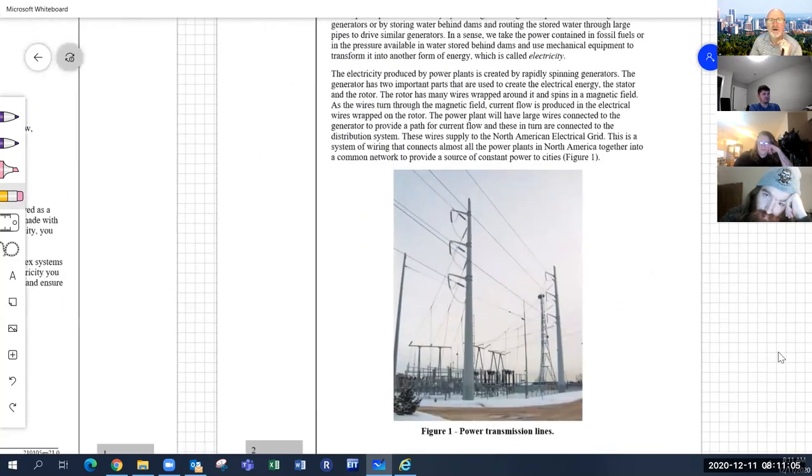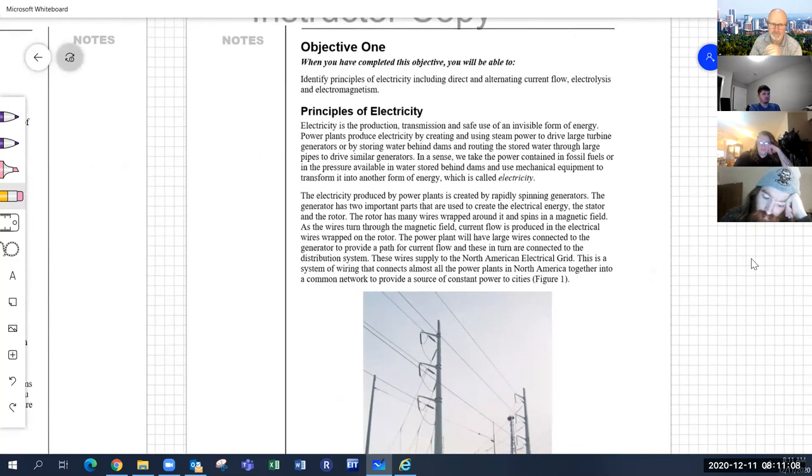So, electricity. Electricity is the production, transmission, and the safe use of invisible form of energy. All right, that's great. So what we do is sometimes we have, they're talking about here dams, right? Right in here. So a lot of times that's called hydroelectric. Electricity.